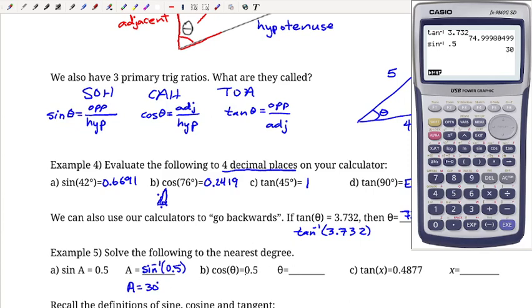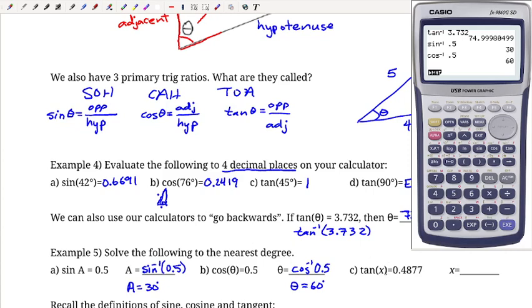Letter B says, now I have a cosine, I have the ratio of the adjacent side to the hypotenuse of 0.5, what angle would produce that for me? So in this case, then I'm going to go shift cosine, 0.5, so this is inverse cos, 0.5, and this is theta equals 60 degrees. So a triangle with an angle of 60 degrees will produce a cosine ratio of 0.5.